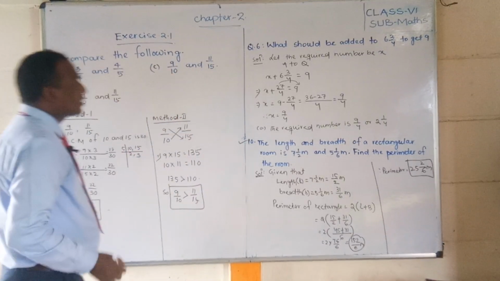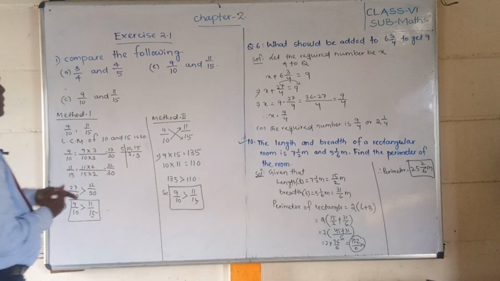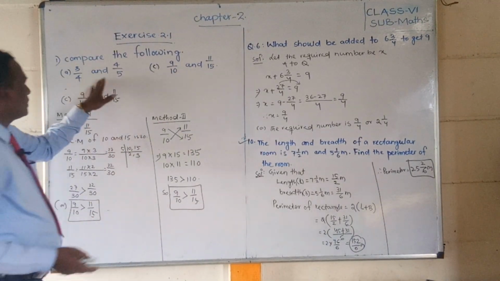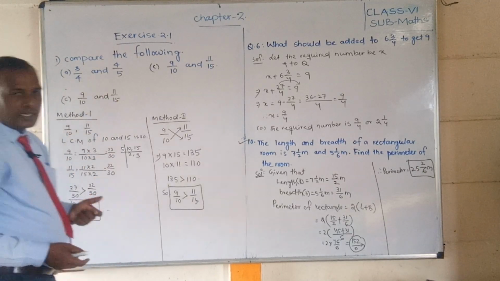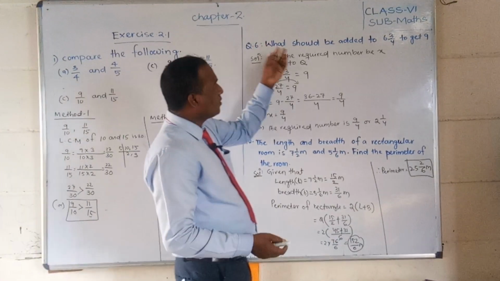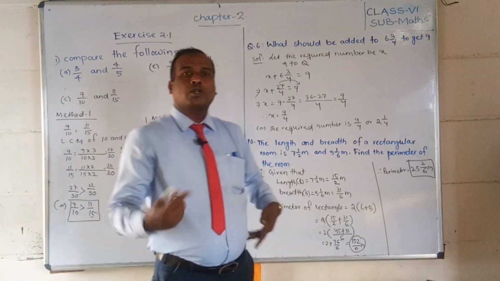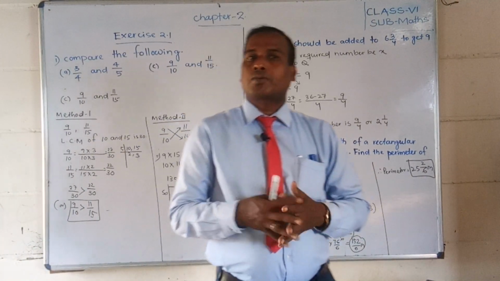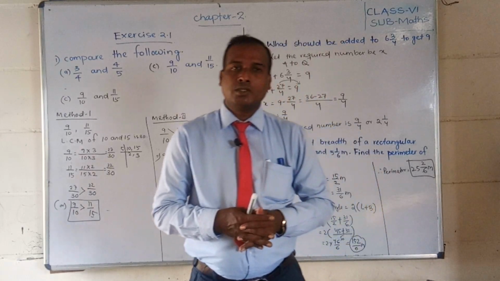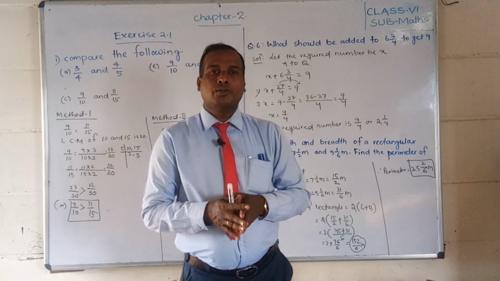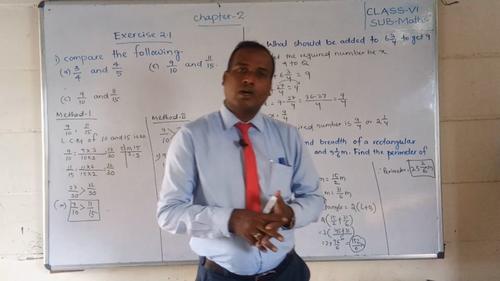So I hope you have understood exercise 2.1, first question, compare the following, by the two methods I have explained, and the sixth question, what the word problems should be like, and also the 10th question. The remaining questions you have to do as homework. Okay students, thank you all of you. Homework for you, exercise 2.1. Thank you.